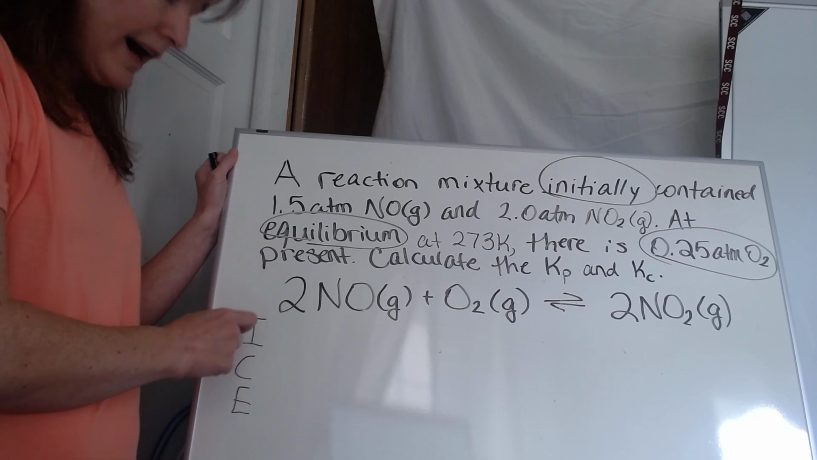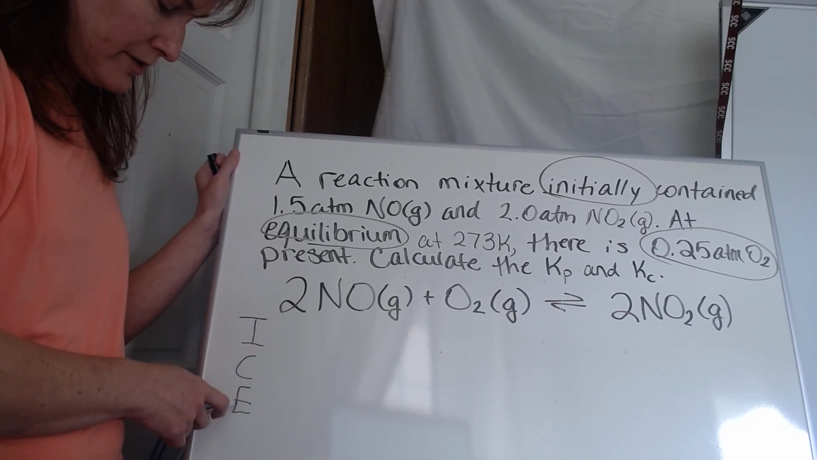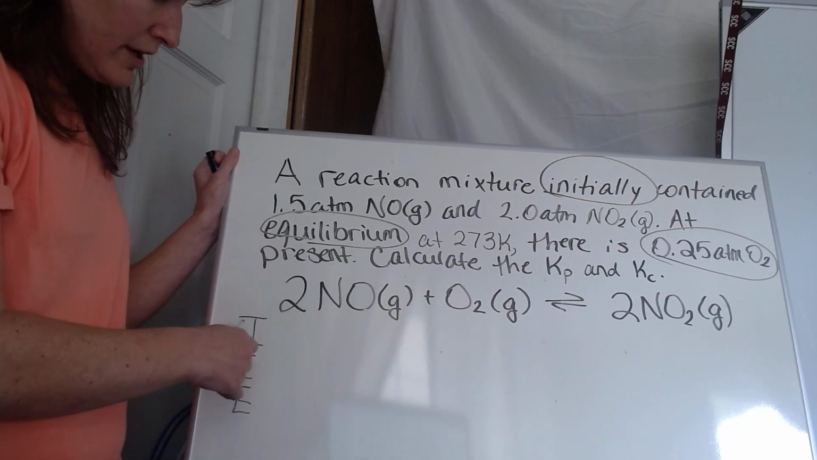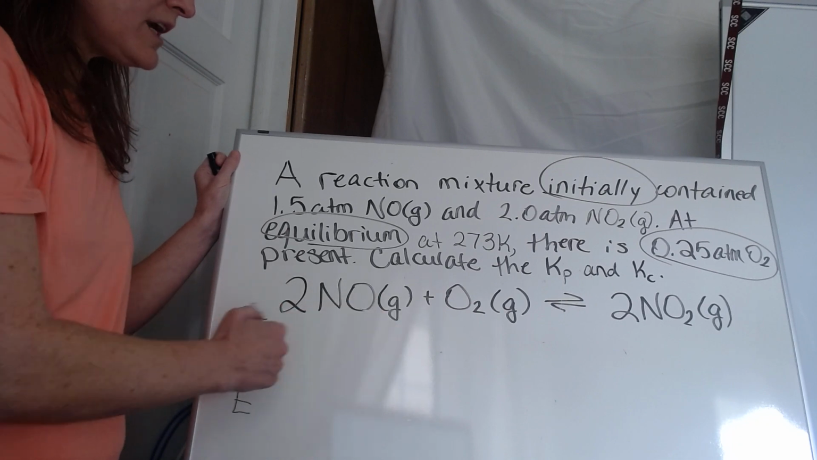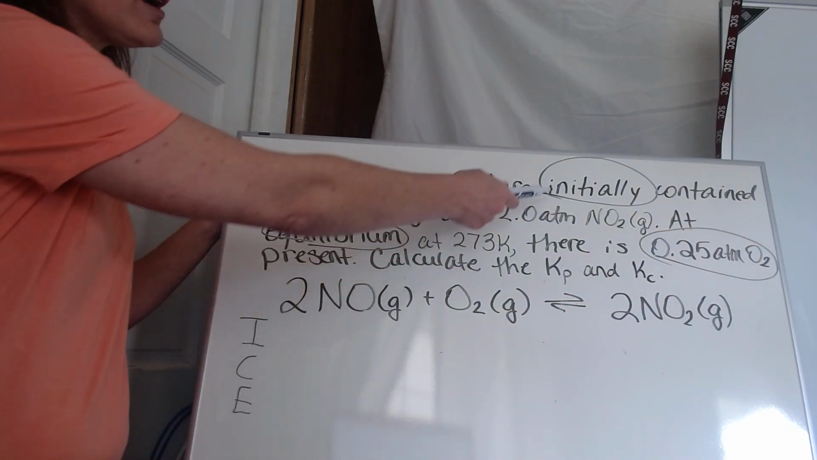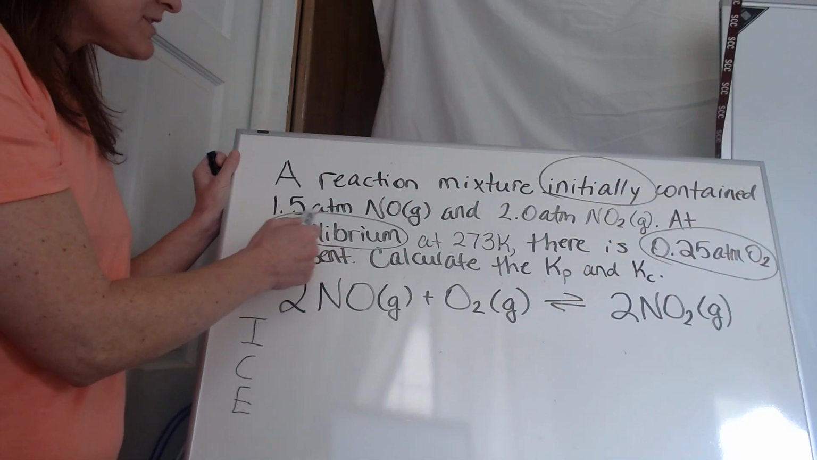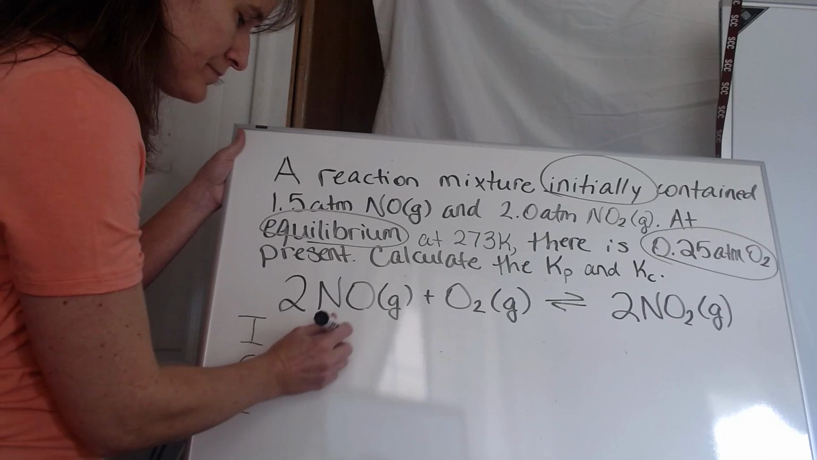And I stands for initial, C is what kind of change occurs, and E is equilibrium. The top row, those are just measurements. And so it's just the measurement of chemicals that there is present at the beginning. And so that word initially gives us an NO. So we have 1.5 and we put that underneath NO.